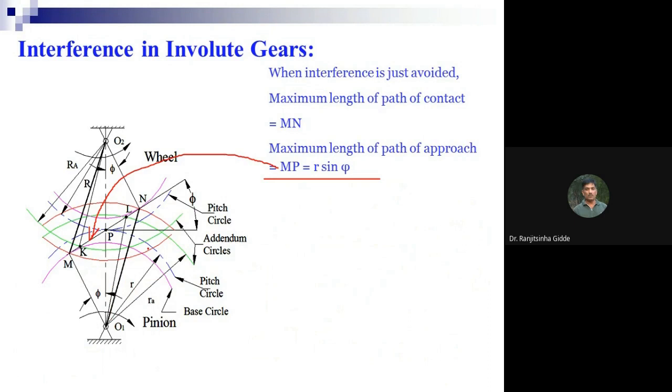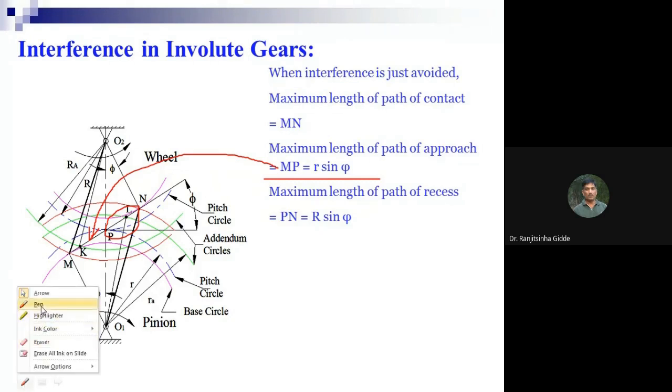Okay. Similarly, we can write the value for this PN. What is this PN? Maximum length of path of recess. And what is the value for that? The value for that is PN is equal to r sin phi. Again, you need to consider this triangle.